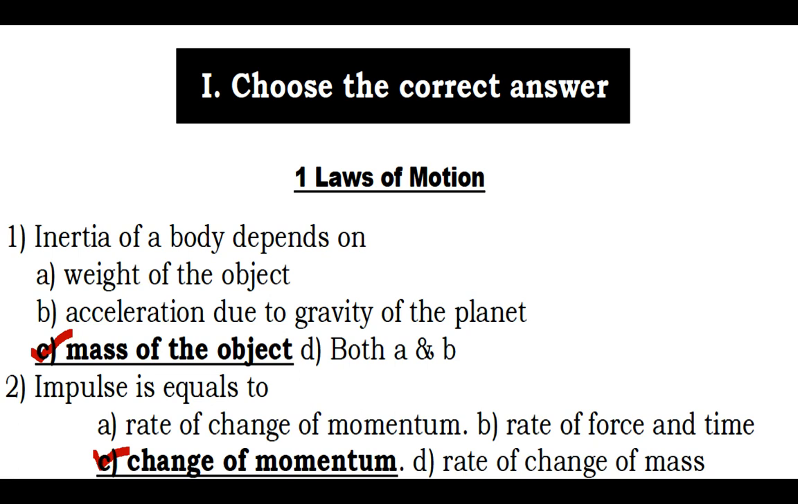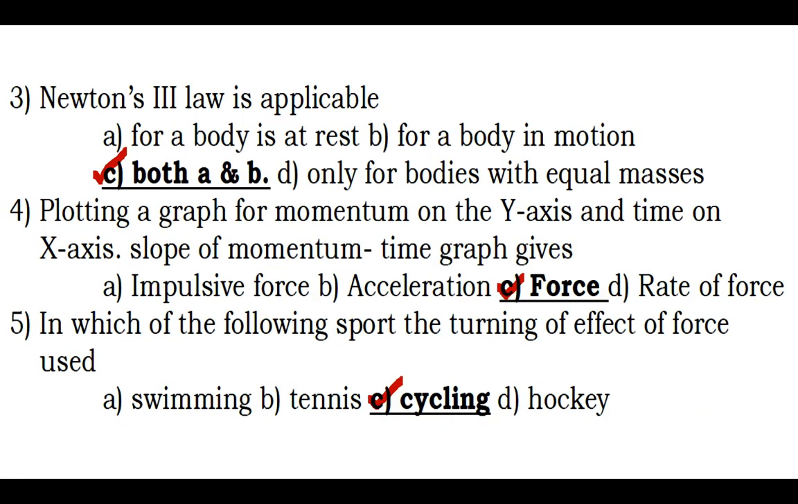Question number 1. Inertia of a body depends on option C, mass of the object. Question number 2. Impulse is equal to option C, change of momentum. Question number 3. Newton's third law is applicable. Option C, both A and B. That is, for a body at rest and for a body in motion.